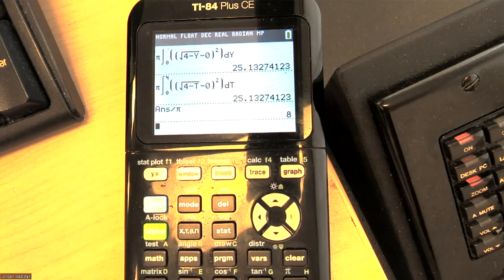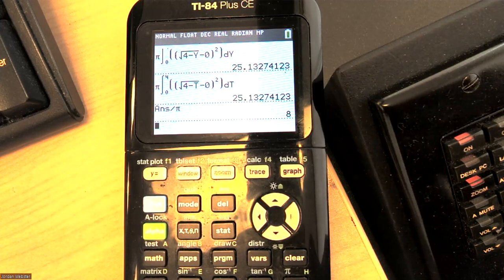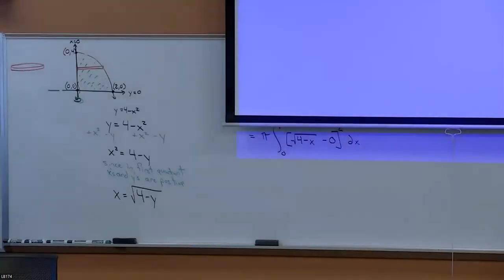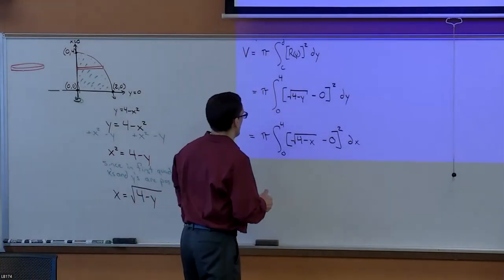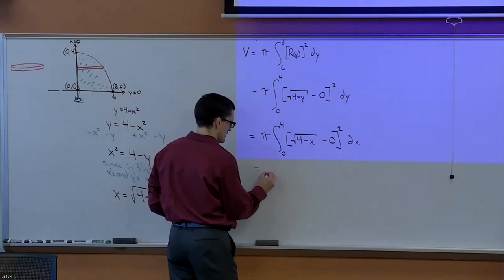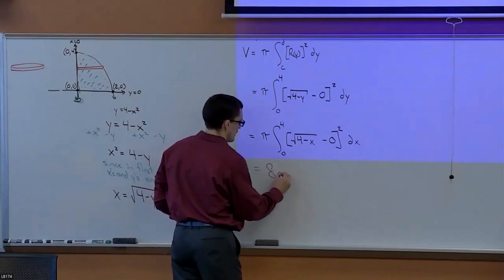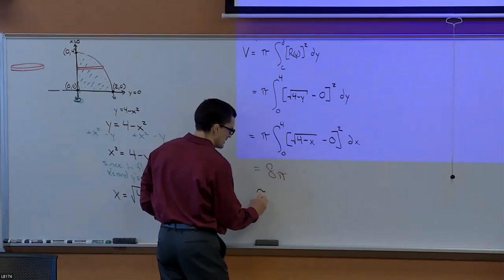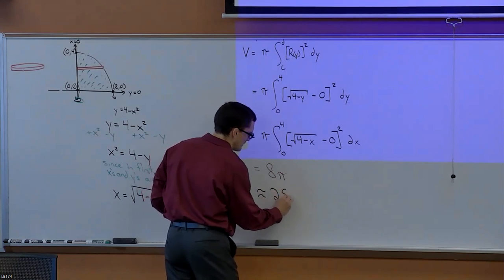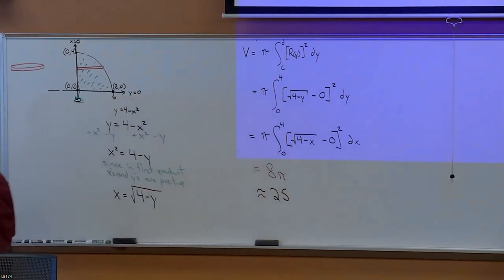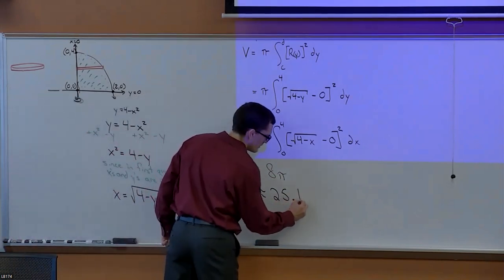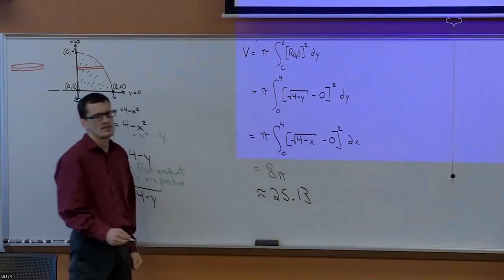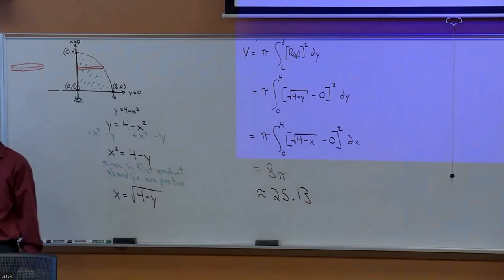Right? So 8 pi is our final answer. And like I said, most times it'll ask you for the rounded version of that. Now I forget, 25.13. And you'd probably just write 25.13.